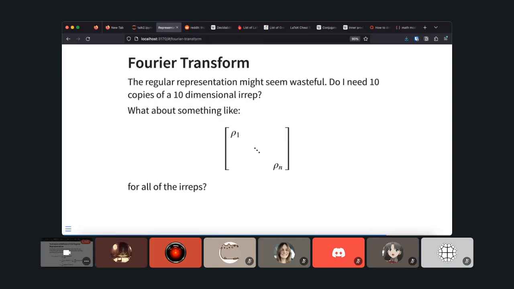And if that's a little too abstract, like I talked about before, every function on the group can be represented as a weighted average of these really huge matrices, of size the order of the group times the order of the group. But it turns out that really is too wasteful. It's too big.